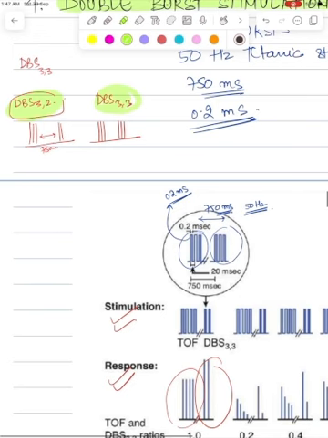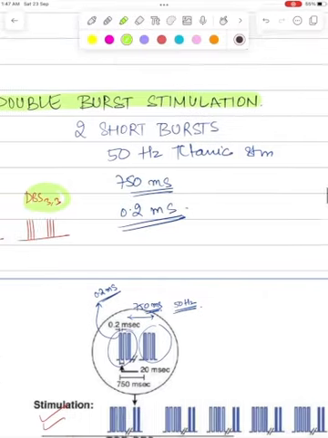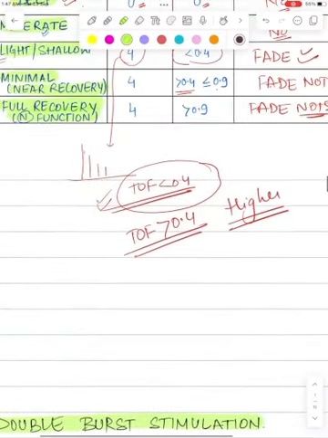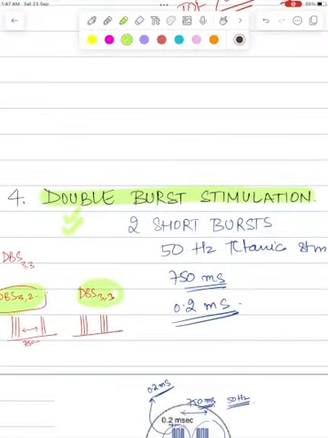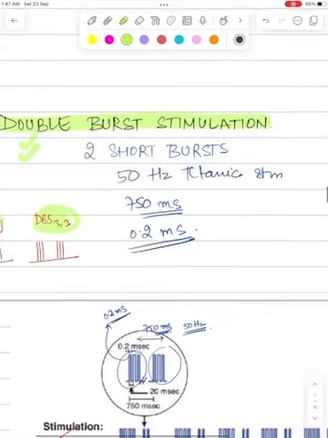In fact, the double burst stimulation was developed in order to compensate for the lack of fade that was seen with TOF at higher TOF ratios. Therefore, double burst stimulation was developed in order to make the fade phenomenon better appreciated visually or tactilely at higher TOF ratios. But the major disadvantage is that double burst stimulation cannot reliably rule out residual neuromuscular blockade between TOF ratios of 0.6 to 0.9.